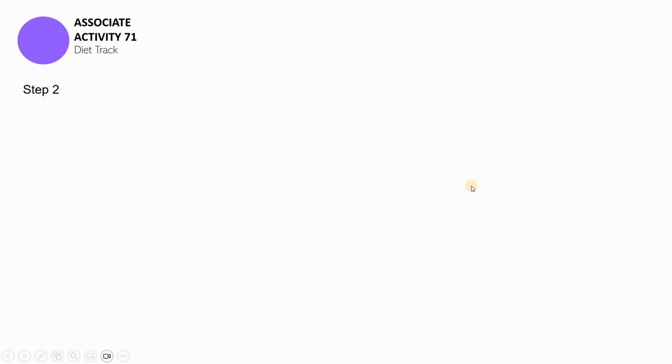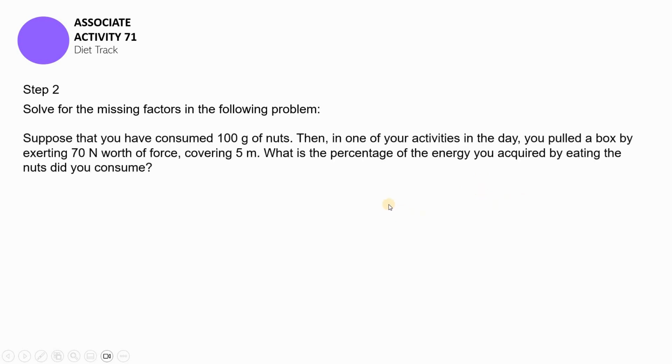Alright, so this activity is going to continue with step number 2, where you are going to be solving for some sample problems. Okay, so for the first of these two problems, suppose that you have consumed around 100 grams of nuts. Then, in one of the activities in the day, you pulled the box by exerting 70 newtons worth of force to cover 5 meters. What is the percentage of the energy you acquired by eating the nuts that you consume?